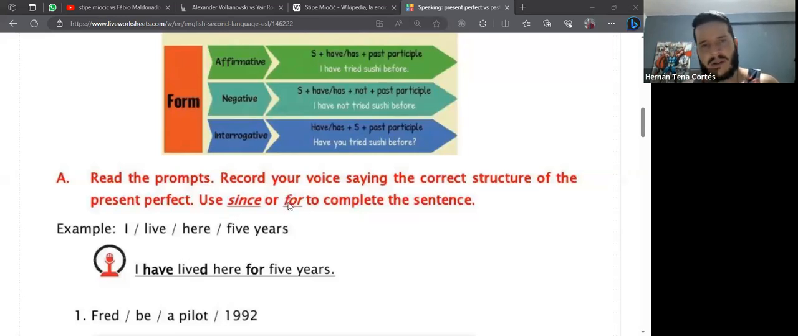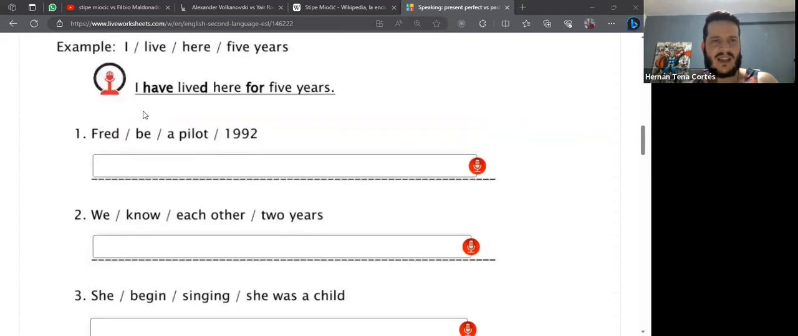We use for to point out the period of time, para señalar el periodo de tiempo. So I have been a teacher for 18 years. Okay, so that's the period of time. So I have been a teacher since 2005, but I have been a teacher for 18 years. All right, so be careful when you do these sentences. Remember that you have to click here to speak. Fred has been a pilot since 1992.